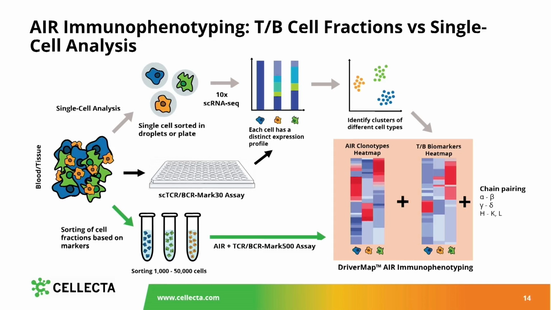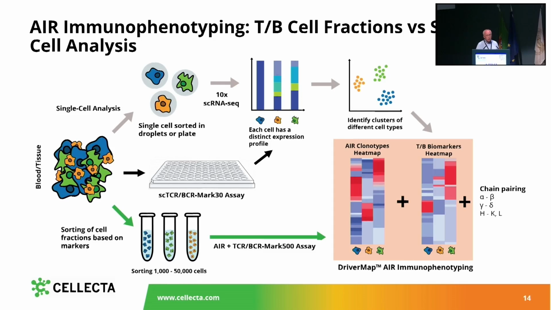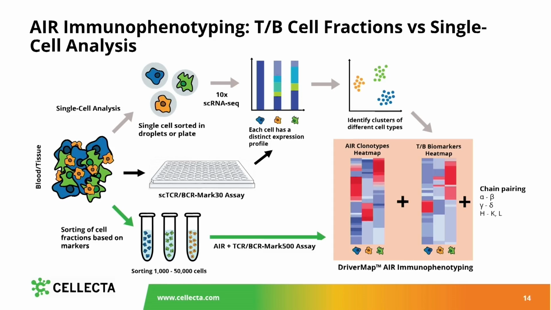Interestingly, the same type of data can be generated rather simply, because you can use the same markers which you use to identify clusters of the cells, just sort the cells in test tubes, and from these tubes you can generate both AIR profiling data and expression profiling, for example, for 500 of the most popular T- or B-cell markers. In this case, you can generate very similar information, but it doesn't require any really expensive instrumentation.